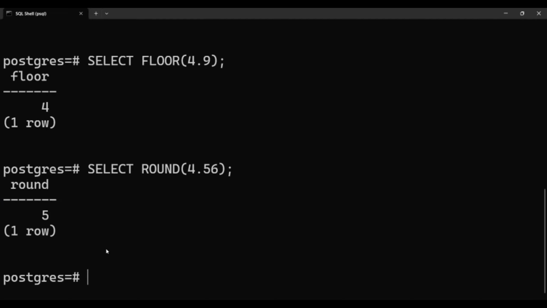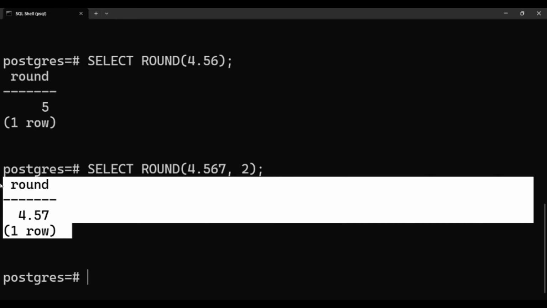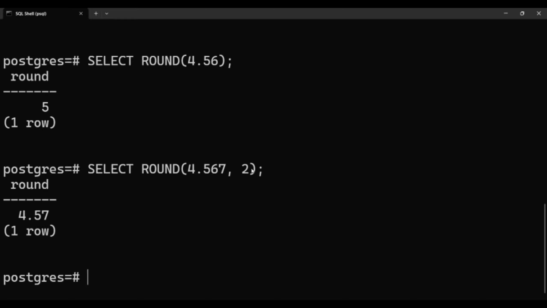Next one is floor. Floor is nothing but one number down. 4.9 means 4 only. Like that we will get. Floor means rounding down, and round off means normal rounding. For example, 4.56: the second digit is larger than 5, right? So that's why one number gets added. So 4.5, when you round it off, you will get 5 as the output.